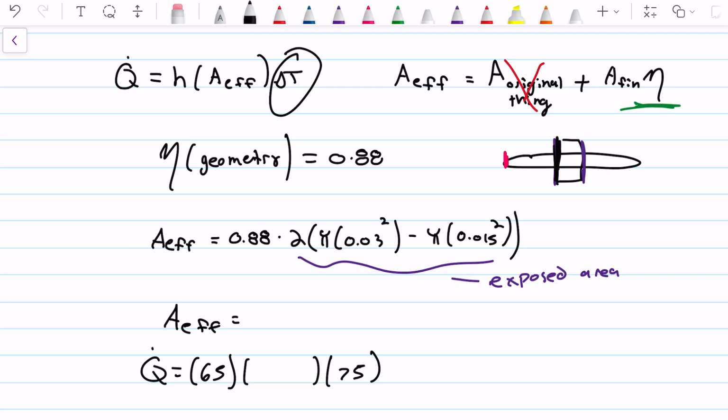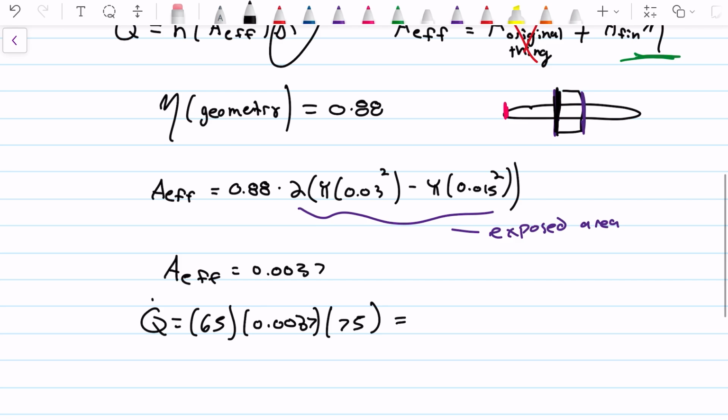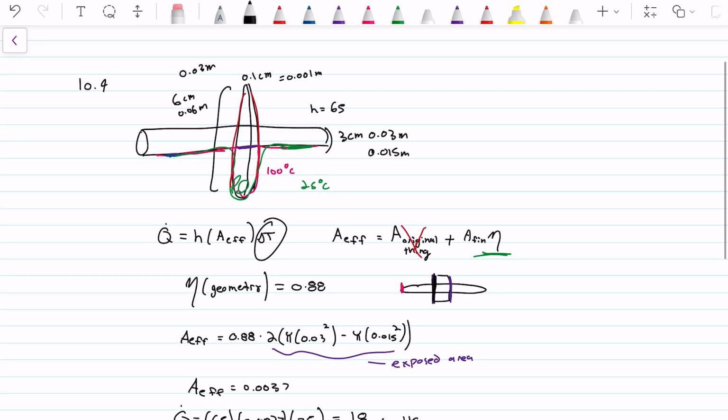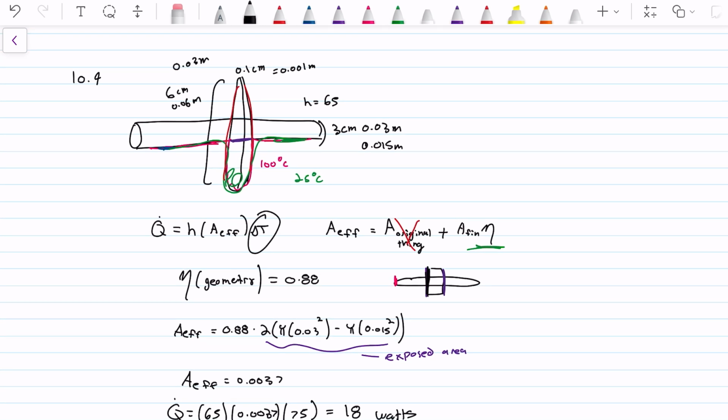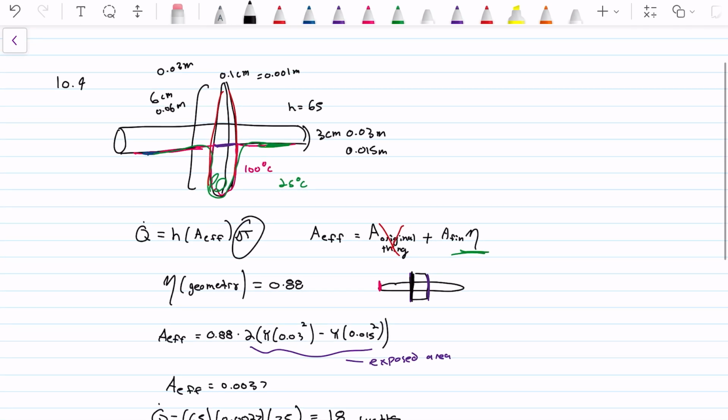0.03 squared times pi, minus pi times 0.015 squared, times 2 times 0.88. Okay. Plug this in. We're going to go ahead and get a Q of about 18 watts, which is what we're looking for. So there's a circumferential fin problem.